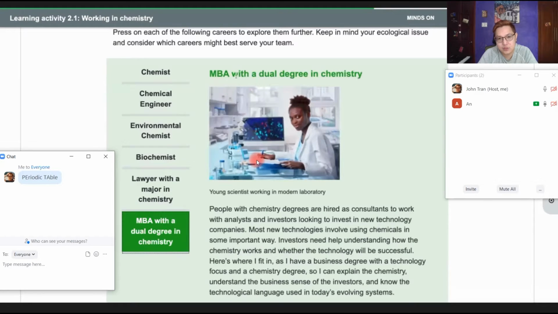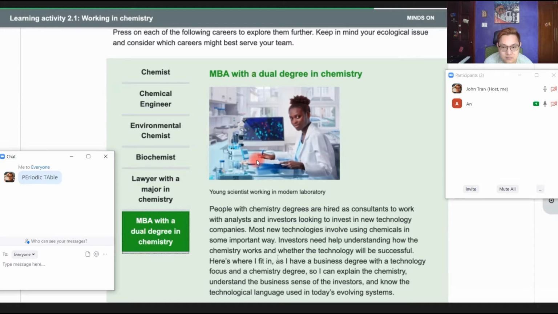MBA with a dual degree in chemistry. Young scientists working more in the laboratory. People with a chemistry degree are hired as consultants to work with analysts and investors looking to invest in a technology company. Most new technology involves using chemicals in some important way. Investors need help understanding how the chemistry works and whether the technology will be successful. Here's where I fit in.